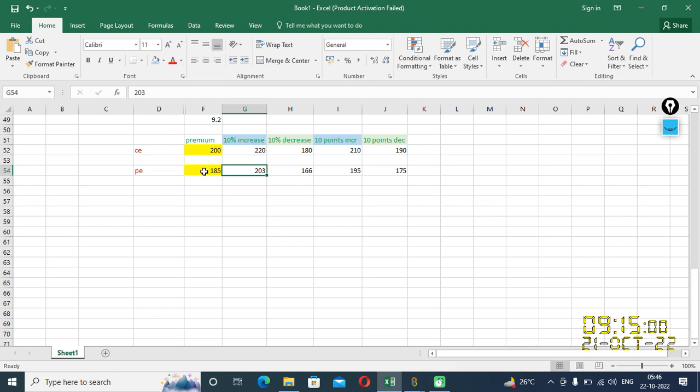Obviously, these both legs will not touch 220 and 203 at the same time, right? One will happen before another. Mostly it happens that the CE leg enters at a different time and the PE leg enters at a different time, right? If you specify wait and trade. Now let's see three possible cases. The first case is when both legs enter but at different times.